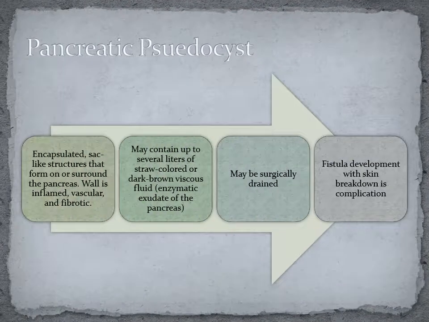So pancreatic pseudocyst is an encapsulated sac-like structure that forms on or surrounds the pancreas. The wall is inflamed, vascular, and fibrotic. It can contain up to several liters of straw-colored or dark brown viscous fluid. It can be surgically drained. Fistula development with skin breakdown is a complication.